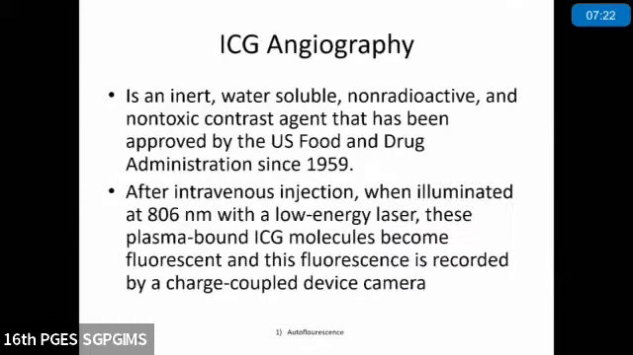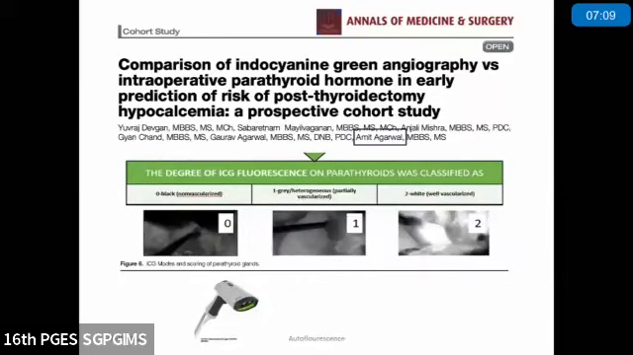A word about ICG, we are all aware it's a very good molecule. When illuminated at 806 nanometer, it gives out a low energy laser you can identify with a camera. And then you can actually grade your parathyroids. If they are well perfused, it will be white. If they are partially perfused, they'll be gray and you give a score of 1. And if they are black, that means the blood supply has been conked off and you grade them as 0. Various equipments are available in the market.